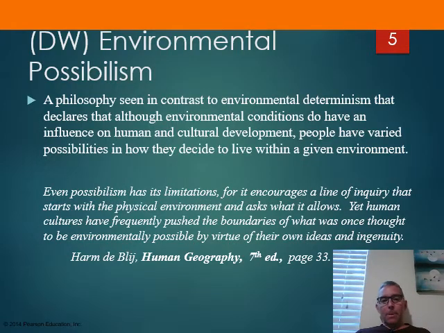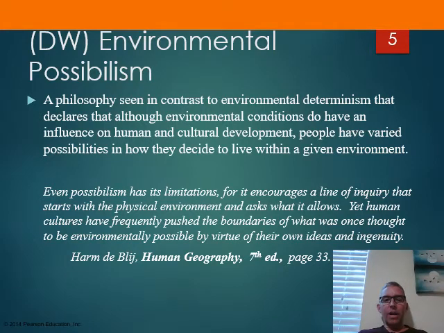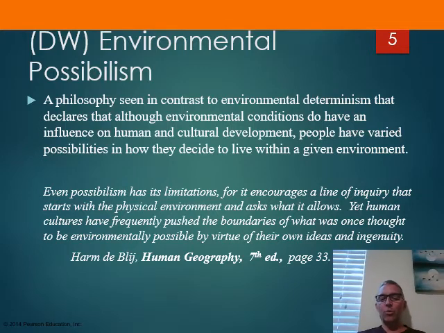Environmental possibilism I mentioned as well, just to talk about this a bit more. And again, it's a philosophy in contrast to determinism that declares that although conditions do have an influence, people are varied in their possibilities. We can overcome these obstacles, like I said before about like Las Vegas and whatnot. We can adapt to various environments. So it's just a different way of thinking about the world, that humans are capable of many different things, and there are many different outcomes, and the environment just plays a role, but not a central role in that.